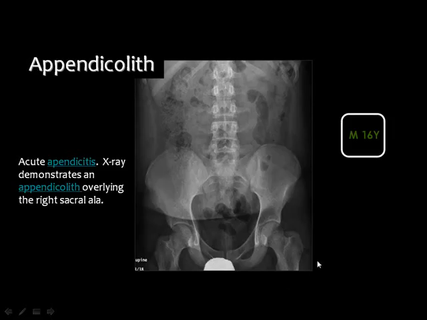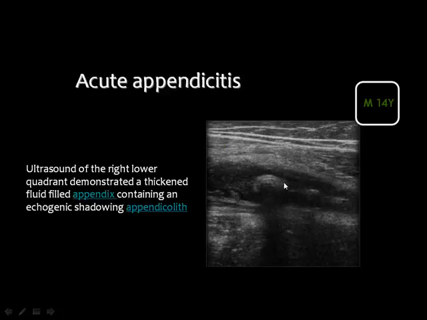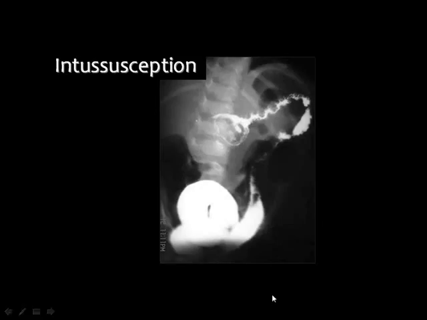Appendicitis is usually diagnosed by the detection of a small calcific shadow in the region of the appendix, either by plain film, this is known as appendicolith, or by ultrasound, in which you can easily see this appendicolith in the region of the appendix, including the dilated appendix filled with fluid, diagnostic of acute appendicitis.